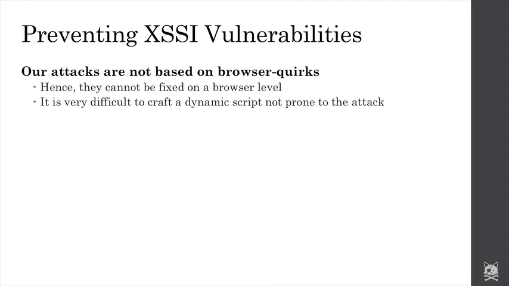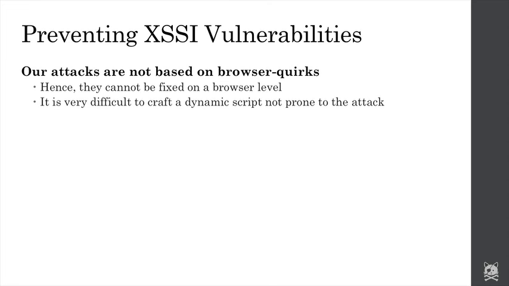So we are almost at the end, but we should also talk about preventing XSSI vulnerabilities. So how do we deal with these attacks? Nobody seemed to be aware, so we need to have some protections. The first thing I want to mention is that our attacks are not based on browser quirks. It's just pure JavaScript functionality. Like the attack of Jeremiah Grossman, you cannot easily fix it on a browser level.